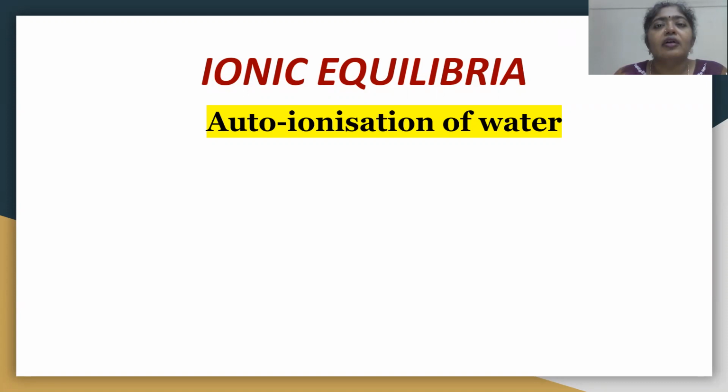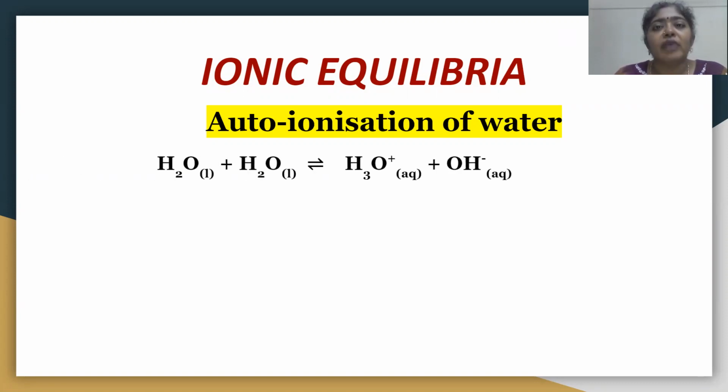Now, water can ionize itself to form hydronium ions as well as OH minus ions. So if we were to write the dissociation constant expression for this equilibrium reaction, it is written as follows. K is equal to concentration of hydronium ions into concentration of OH minus ions divided by the concentration of water raised to 2, because there are two water molecules on the left hand side of the equilibrium reaction.